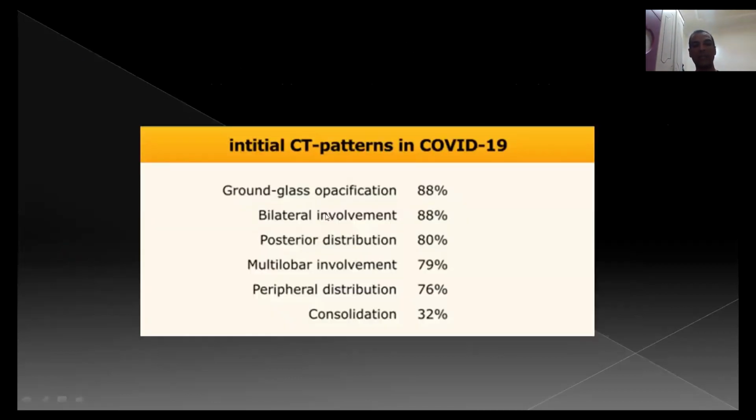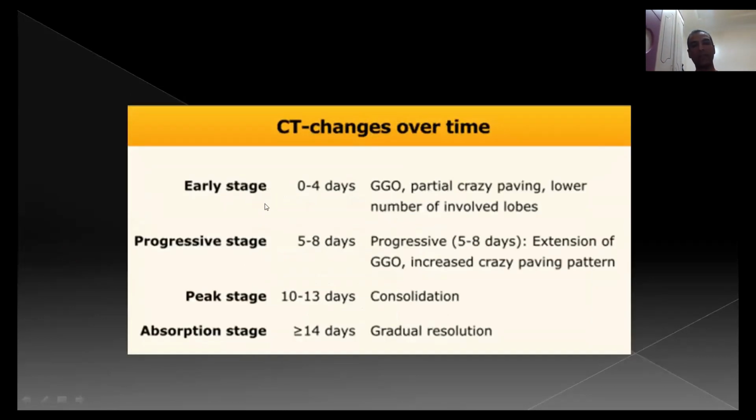The most important signs for COVID cases: ground glass opacities, bilateral involvement, posterior distribution, multilobar involvement, as we saw before, peripheral distribution, and consolidation is the least one. In the early stage, the ground glass appears, then with progression of the disease, extension of the ground glass, then it turns to consolidation, and with improvement of the patient, there is gradual resolution of the consolidation.